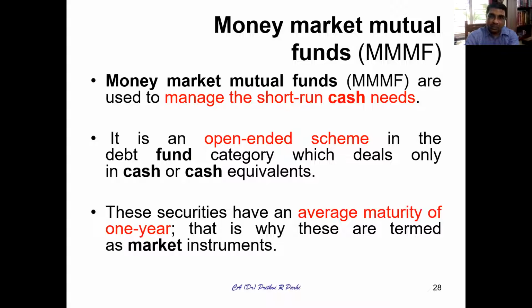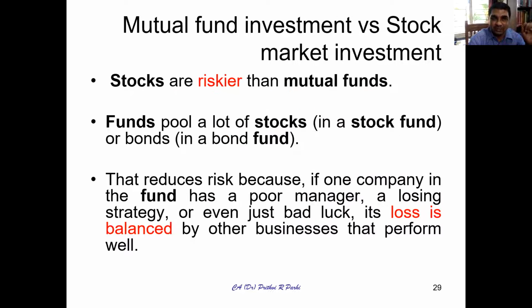Okay. Various types of mutual fund schemes are there, which you have already discussed. There is one more type of mutual fund, called MMF or money market mutual funds. These are open-ended schemes for short-term duration. The average maturity period is 1 year, therefore they are called money market mutual funds. They are helpful for managing short-term cash needs.